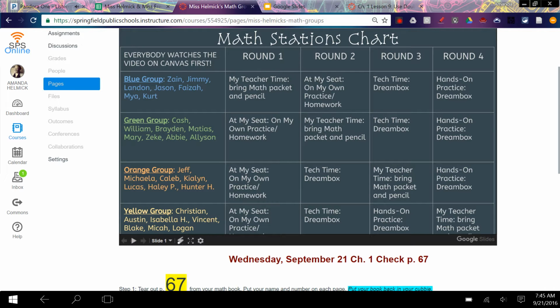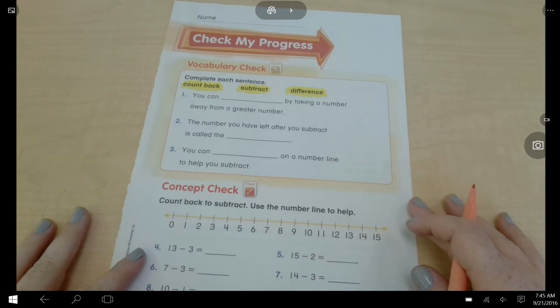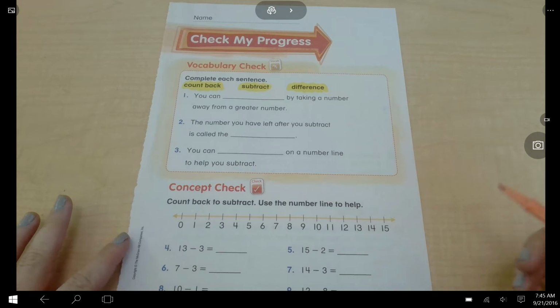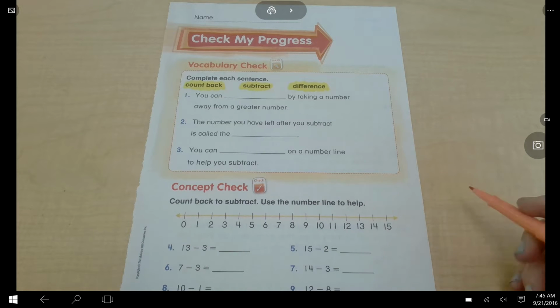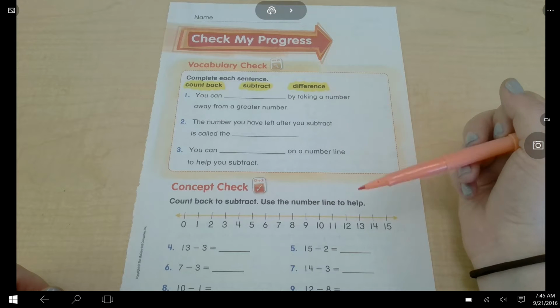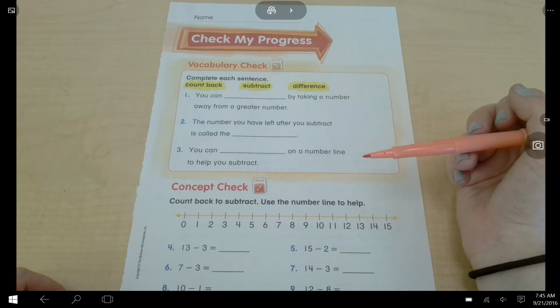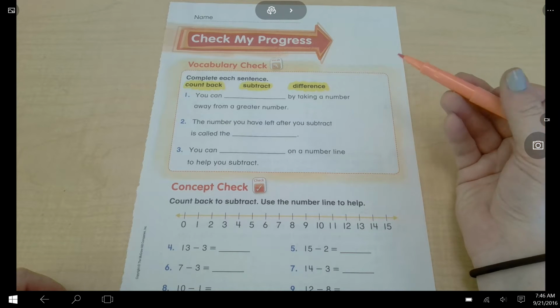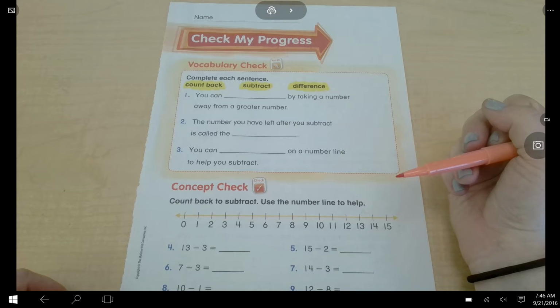All right, your math for today is a chapter check. So let's look at that page. It's a chapter check on Check My Progress. We're checking your subtraction. I'm going to read each of the directions and the vocabulary check to you, and you're going to complete the test on your own, and then we're all going to check it together as a class. We're going to do this all before lunch today, so work hard and pay really close attention.